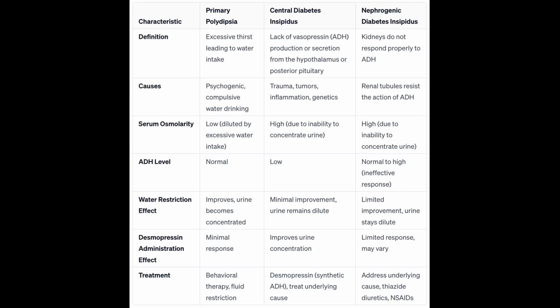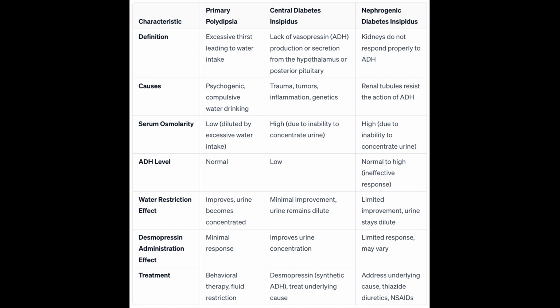Primary polydipsia and diabetes insipidus are characterized by the production of large amounts of dilute urine, with or without thirst. Urine-specific gravity is less than 1.006. In both primary polydipsia and diabetes insipidus, the urine-specific gravity is typically less than 1.006. This is due to the dilution of urine caused by excessive water intake or impaired concentration of urine.